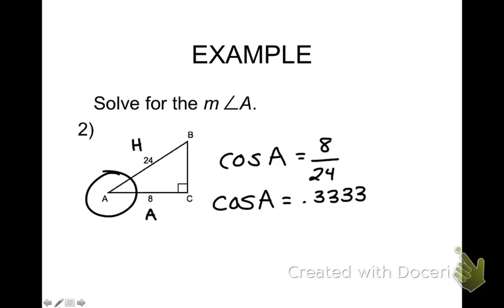If I go to my cosine column and look for something that's close to 0.33333, I know it's going to have to be somewhere between 70 and 71. It's 70.5. Is it 70.5 exactly? Well, not exactly, but close enough. So the measure of angle A is 70.5 degrees.